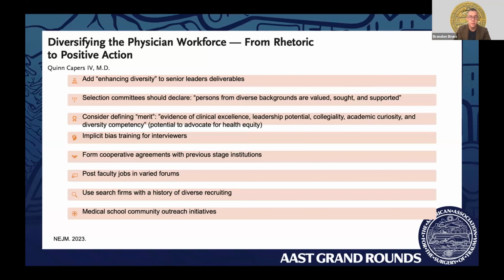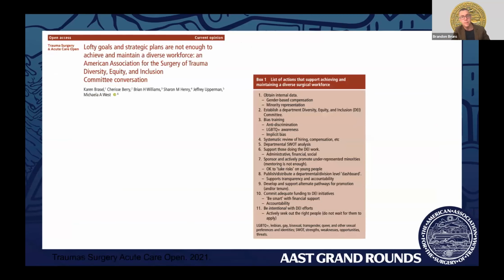Whenever we're posting our faculty jobs, we talk about this fairly frequently, but go to varied forums. Don't just post your job at East and AAST and hope to get the most diverse field of candidates that you can find. When you're doing these big searches, use search firms that have a history of success in this area, and then medical school community outreach initiatives to try to reach individuals who otherwise maybe are not being reached.